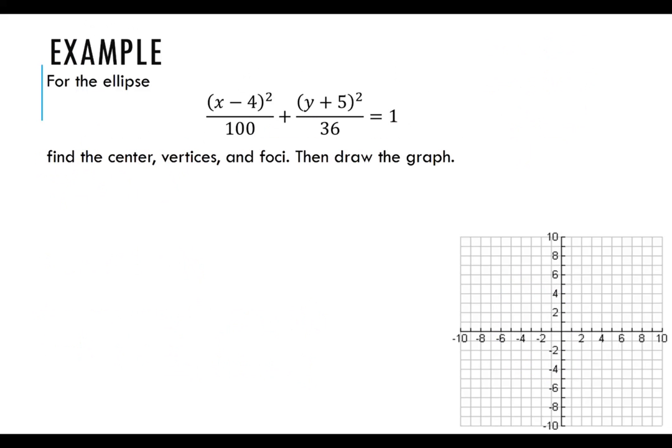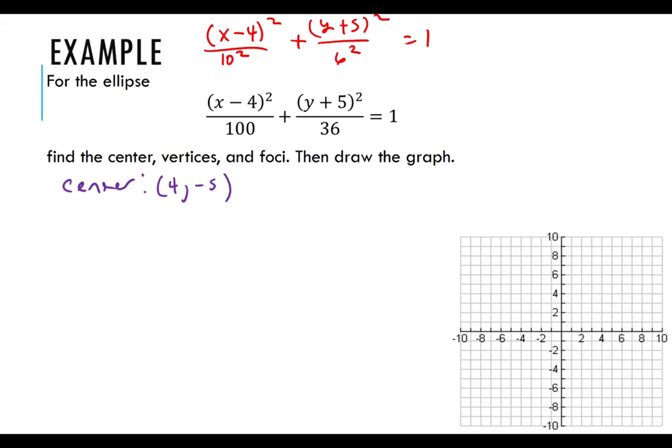Okay, so for this ellipse, let's recognize that this is really x minus 4 quantity squared over 10 squared plus y plus 5 quantity squared over 6 squared is equal to 1. It's already in the nice format. Truth is that at this point, if you want to go ahead and graph it, we can do that very quickly. We know that the center is 4, negative 5.